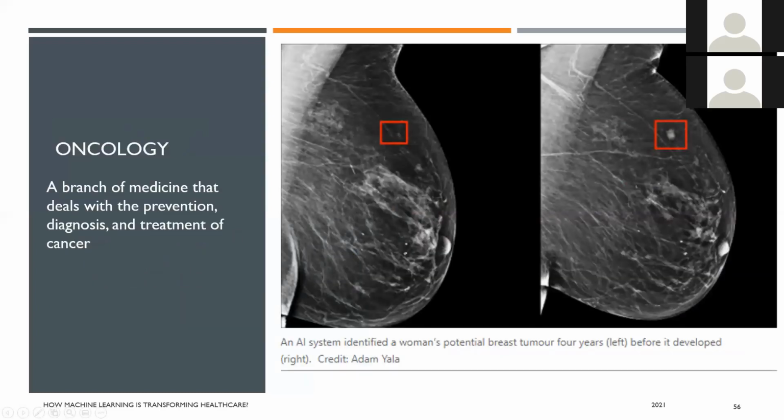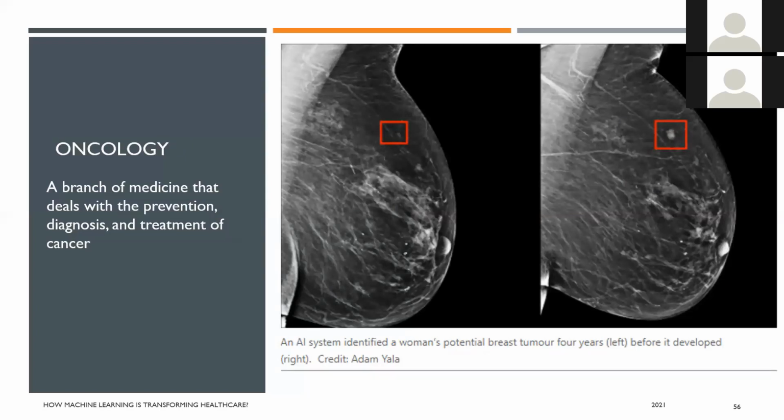Oncology is the branch of medicine that deals with the prevention, diagnosis, and treatment of cancer. In this area, most machine learning research has focused on using genetic sequencing, clinical imaging, and images of histopathological specimens to diagnose cancer as early as possible.